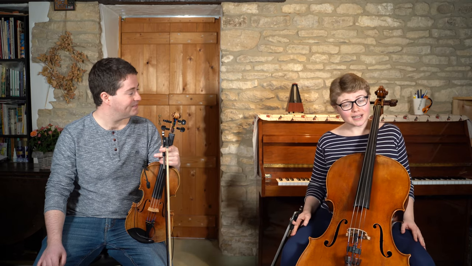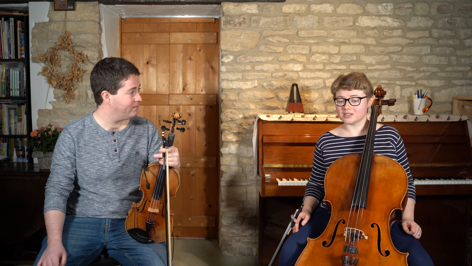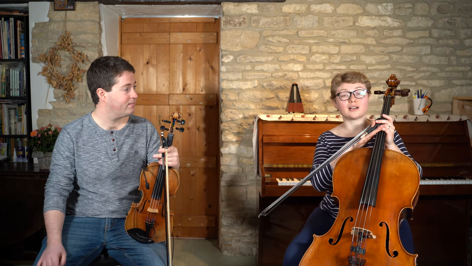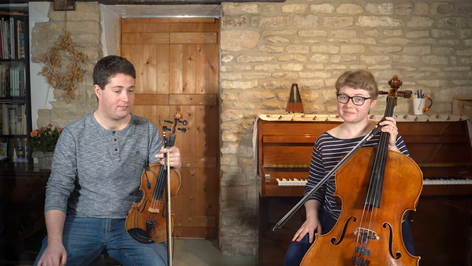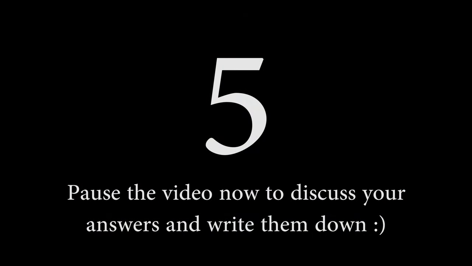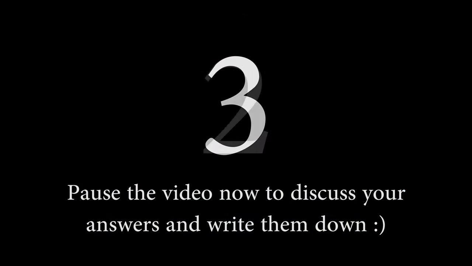Have a think. Now we've covered that the violin and cello can play classical music and film music. And now we're going to move on to another style of music that we can play on these instruments, and that is jazz music. Jazz is a really interesting style of music because in jazz we do a lot of improvisation. Does anyone know what improvisation means? Improvisation is basically just making it up as you go along.